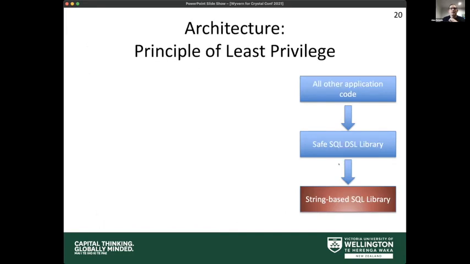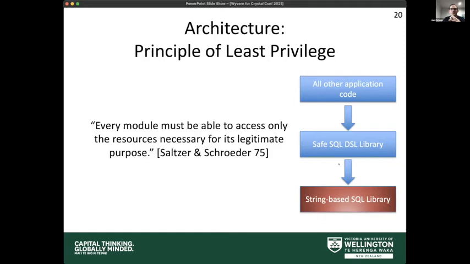So here is an example, and the idea of what is meant by this kind of layered architecture is something that you might have heard of as the principle of least privilege. Again, as everything in computer science always comes from 50 or 60 years ago, the idea is that modules must only be able to access the resources necessary for whatever purpose the module has, and no more.